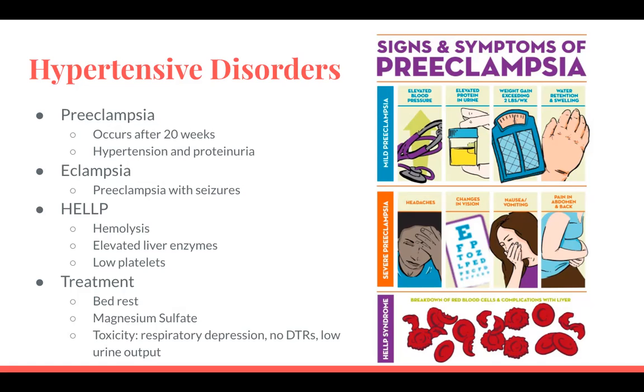So treatment, you want to keep them on bed rest, doing as little activity as possible. Magnesium sulfate is used to treat eclampsia. And remember the reversal for magnesium sulfate toxicity is calcium gluconate. The signs of toxicity are respiratory depression, no deep tendon reflexes, and low urine output.